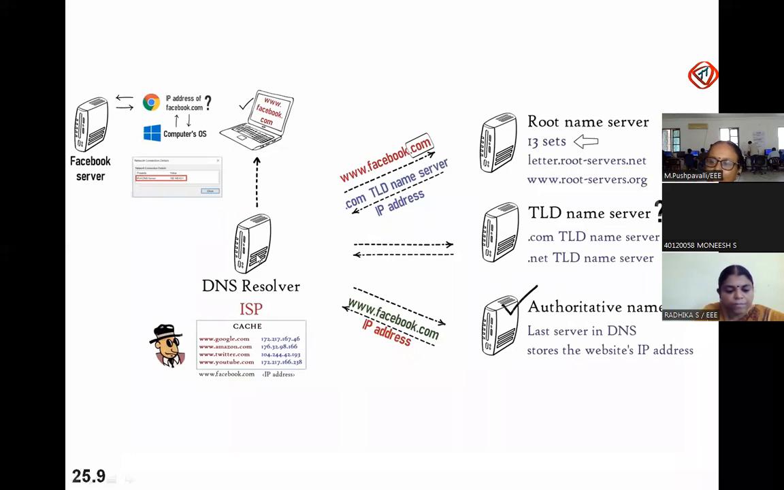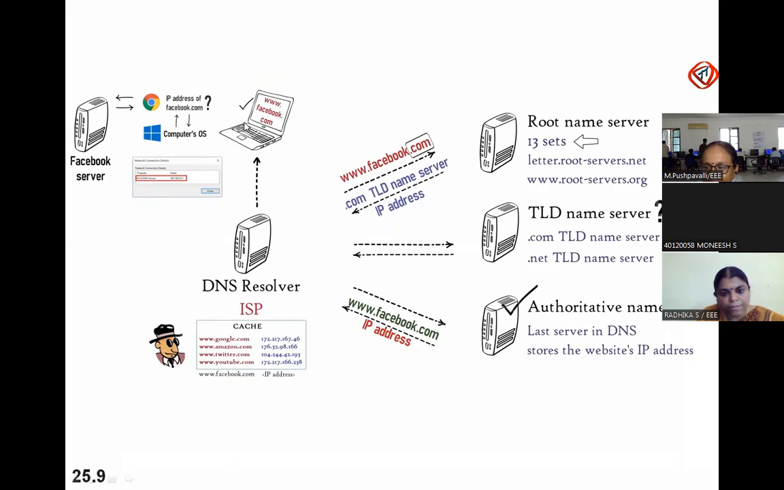DNS resolver means what? Our nearby internet service provider. And that internet service provider will look up on the servers. We told you 3-4 servers are there. One is the DNS resolver. The second one is the root name server. The third one is the top level domain server. And the fourth one is the authoritative name server.